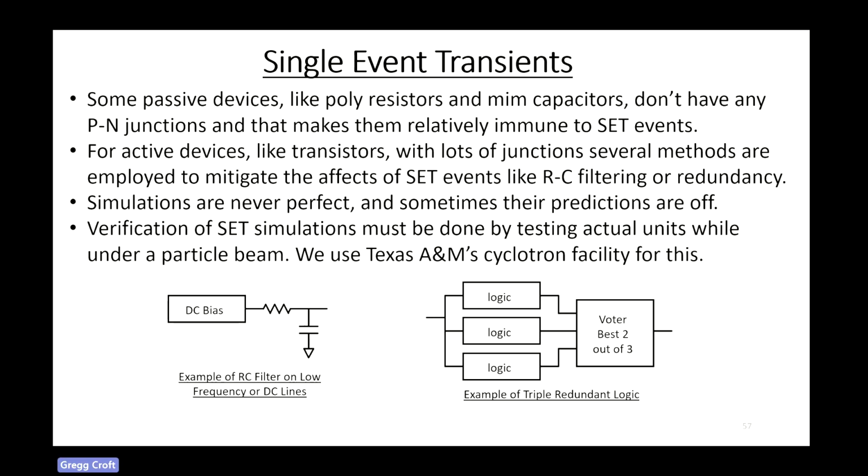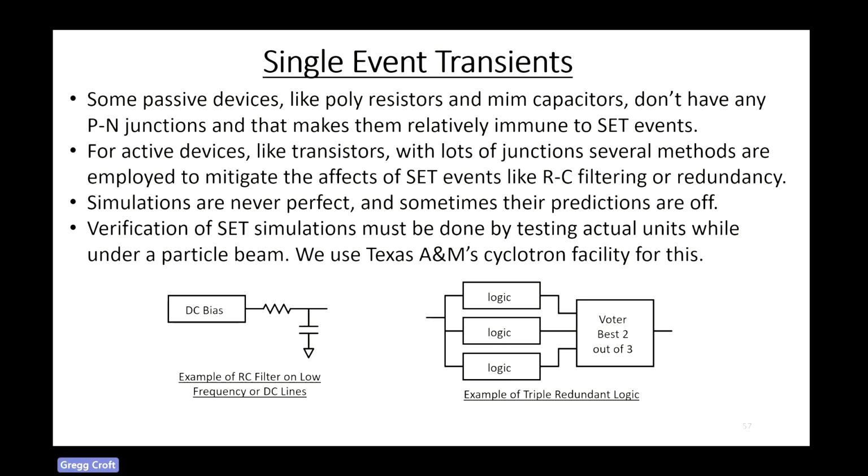Some passive devices like polyresistors or MIM capacitors, MIM means metal insulating metal, don't have any PN junctions in them. And that makes them relatively immune to SET effects. And designers will try to take advantage of that. If you can use one of these devices instead of a device that has a junction, you're going to try to use one of these devices if you can.